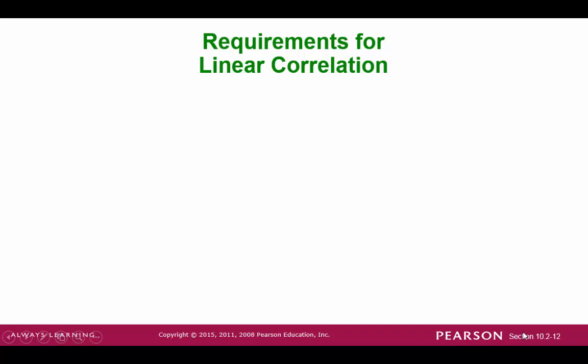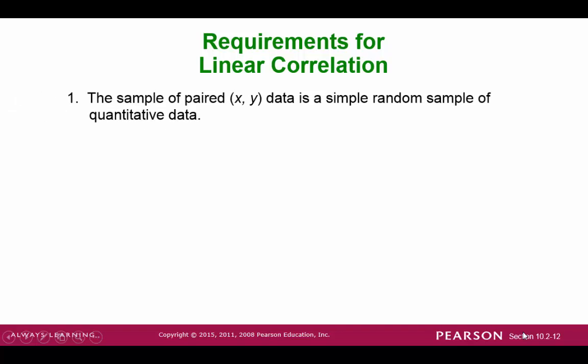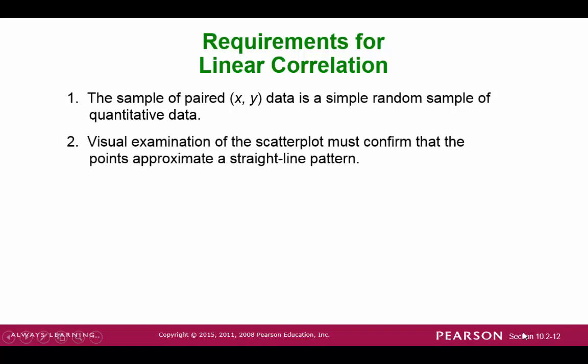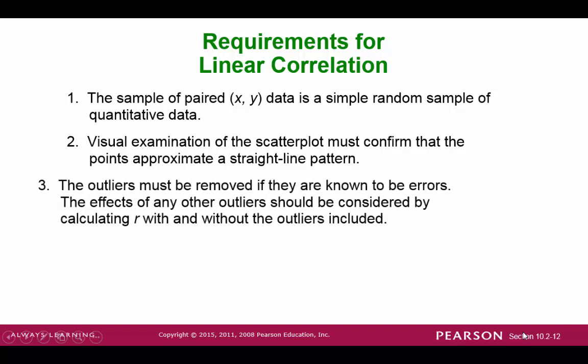So what are the requirements for a linear correlation? First of all, we want to make sure that our sample data is simple and random, and they come in an ordered pair value. We can look at it as an XY value, where X is the first variable and Y is the second variable. We also want to be able to look at a scatter plot to confirm the points are approximately a straight line pattern. And then that's when we will find our correlation.